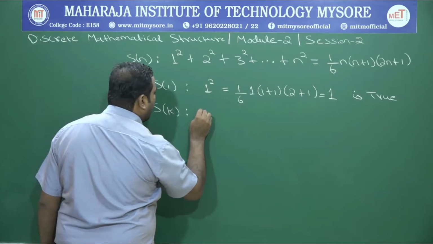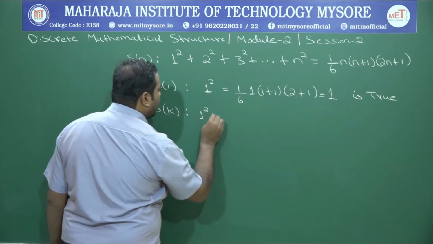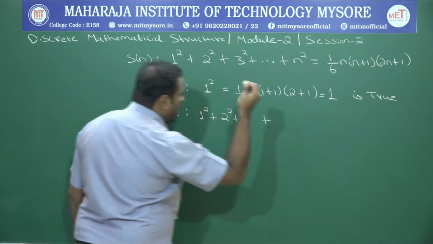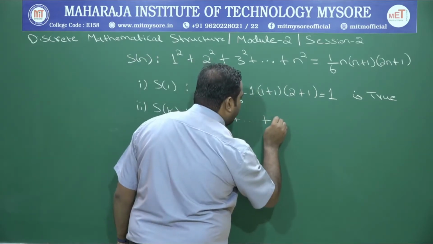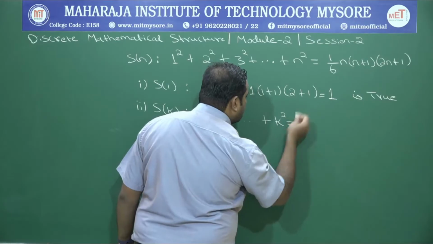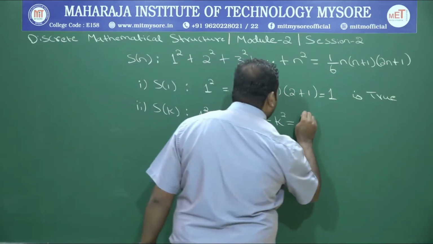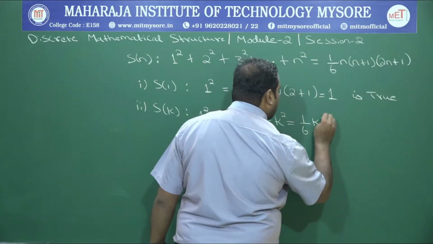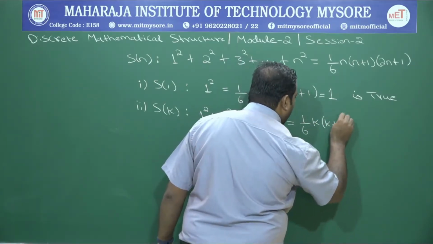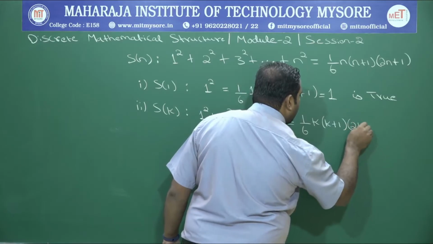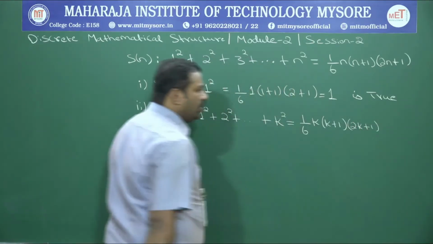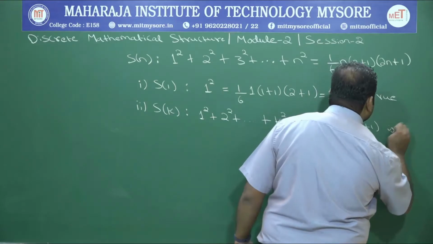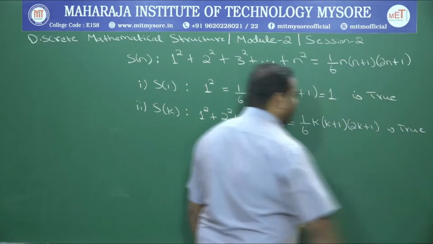Hence, for S of k, I am going to have 1 square plus 2 square plus so on plus k square. In place of n, I am going to have k. So this is equivalent to 1 by 6, and in place of n, I replace with k, k plus 1 and 2k plus 1. I am assuming this to be true.